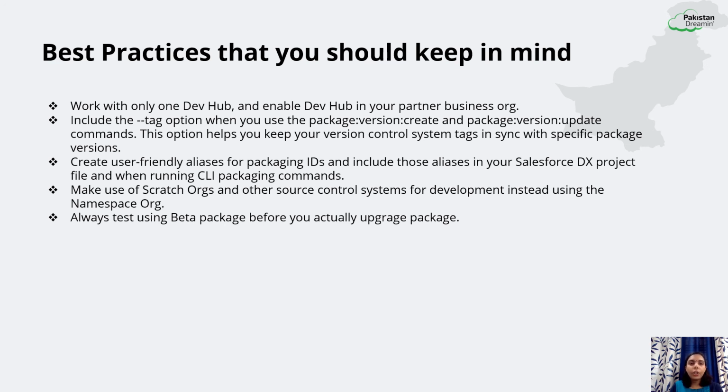Next is create user-friendly aliases for package IDs and include those aliases in your Salesforce DX project file when running the CLI packaging commands. Make use of the scratch orgs and other source control systems for development instead of namespace org for development. Always test using the beta package before you actually upgrade the package.